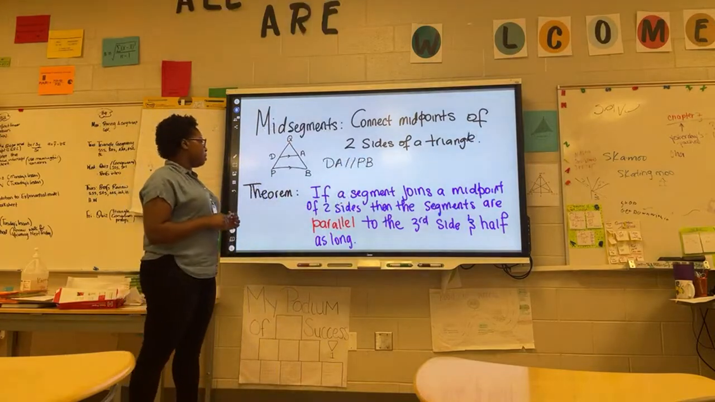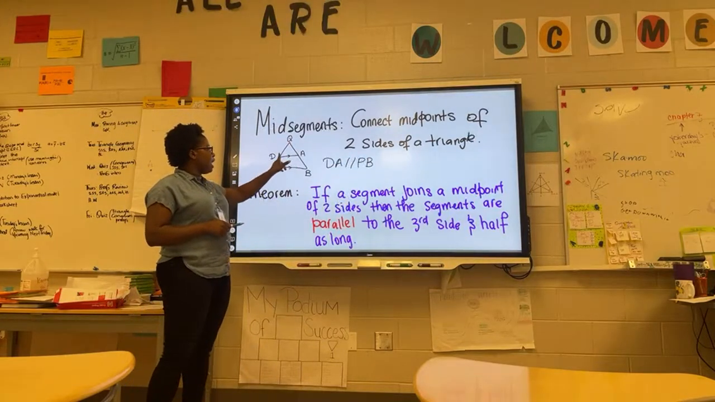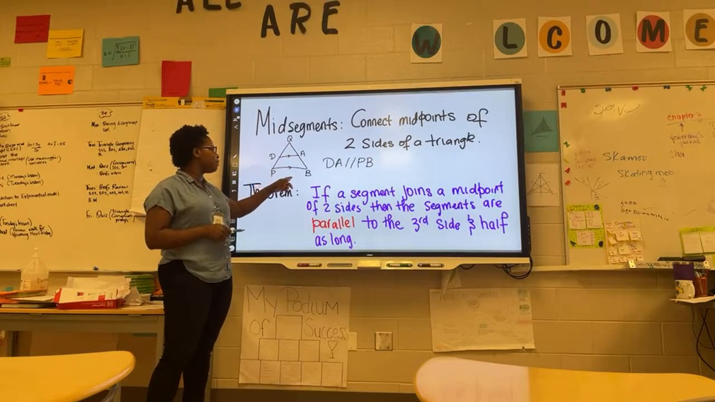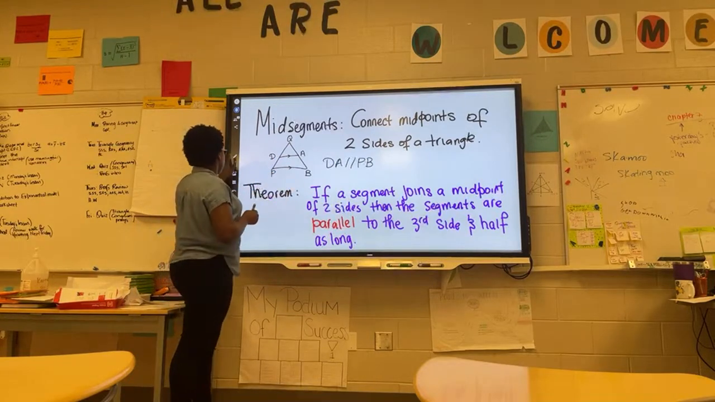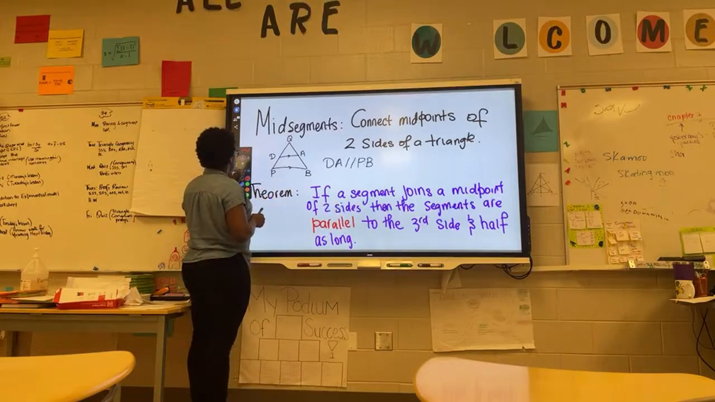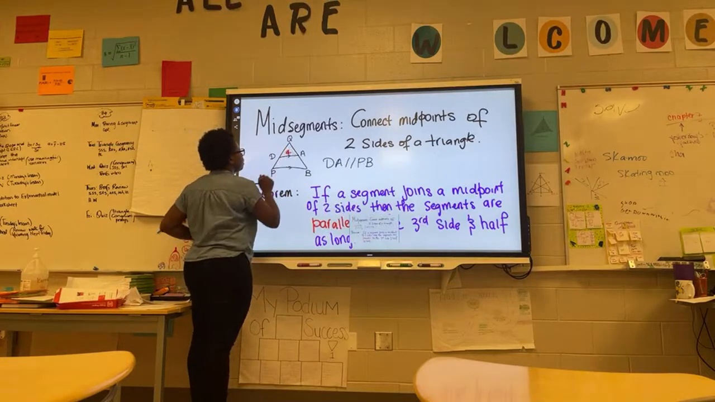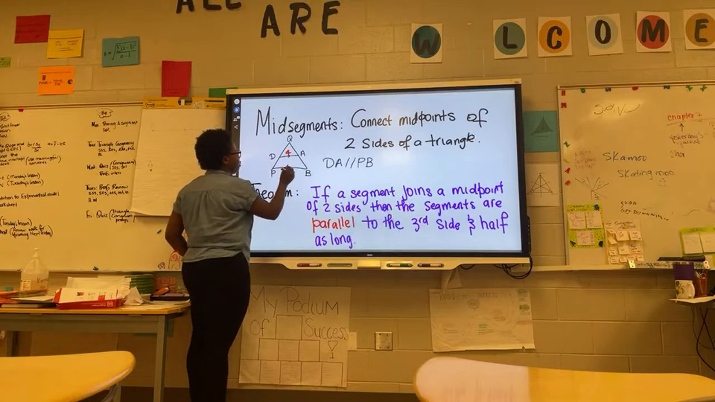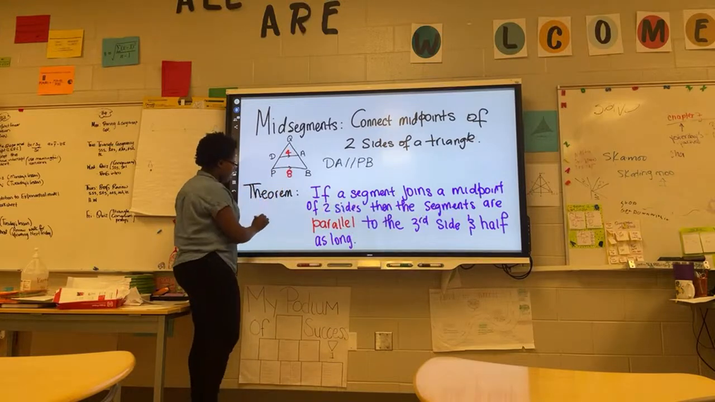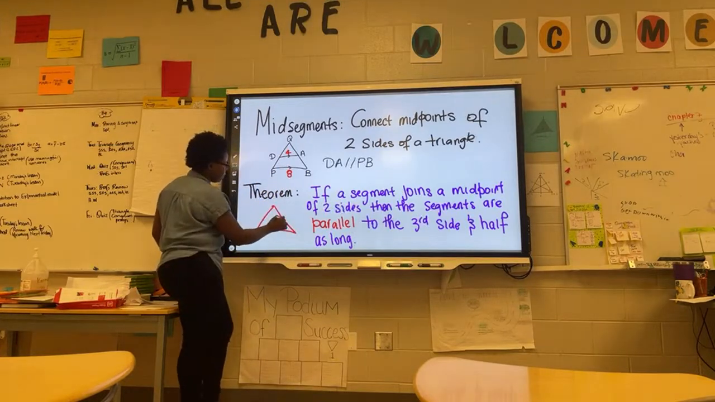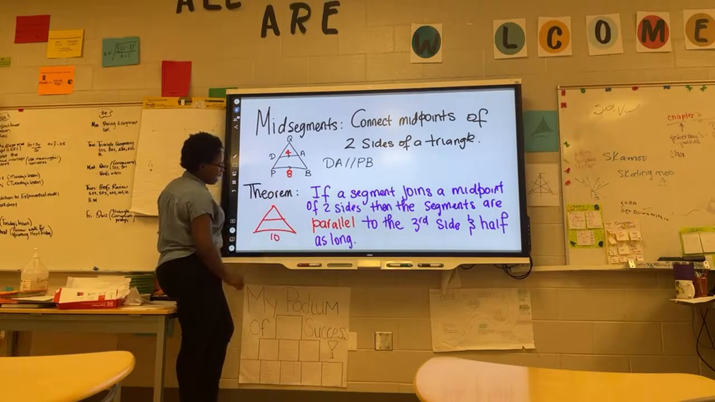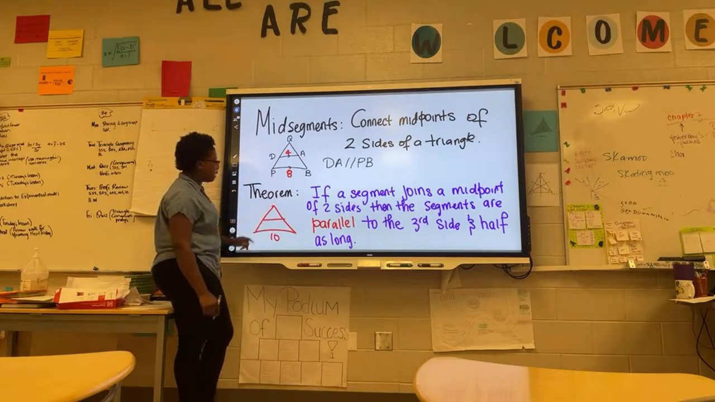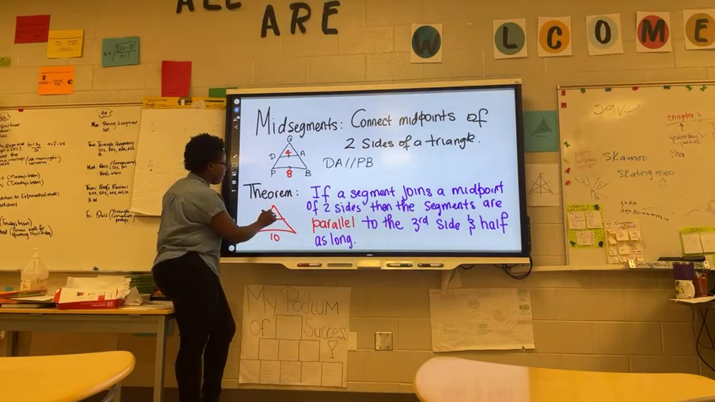Alright? And they're saying that the length of DA is half of the length of PB. So if DA was 4, we know that PB is going to be 8. Let's do another example. If this length here was 10, we know the top part here is half of it, so it's going to be 5 here.